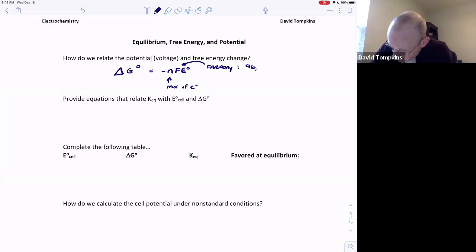or that's about 96,485 joules per mole of electrons times volt. So that tells us about the amount of charge that's carried per mole of electrons. And of course, the potential, as we've discussed in a previous lecture, is given with a unit of voltage. So if you plug in the standard potential, then we'll get the standard free energy change as a response.